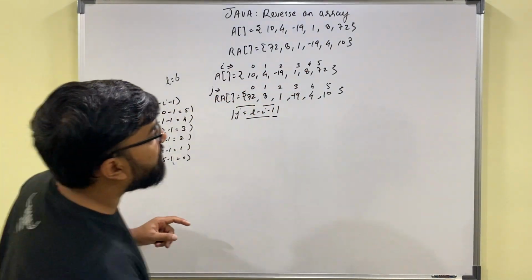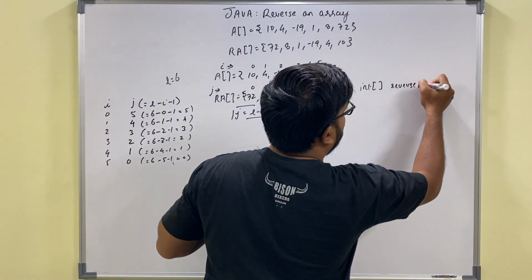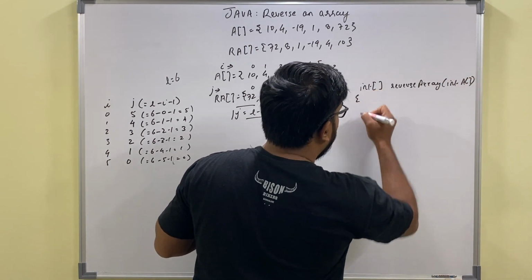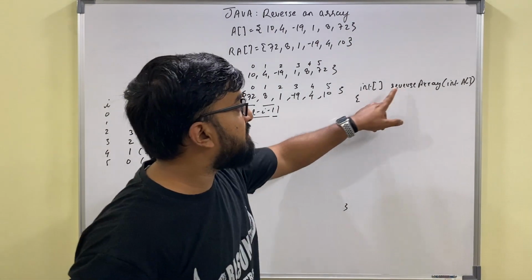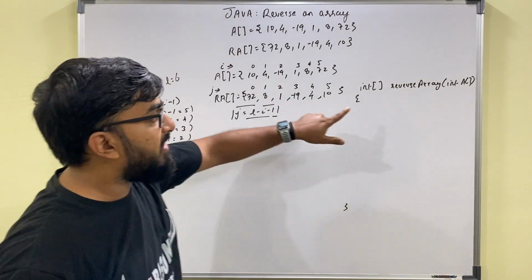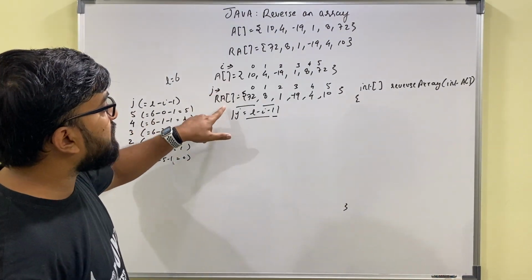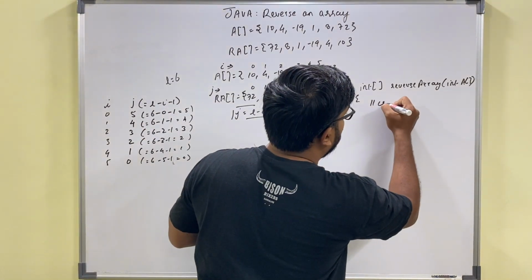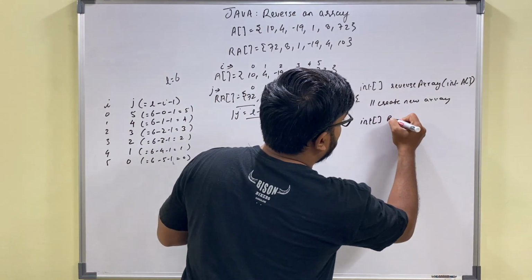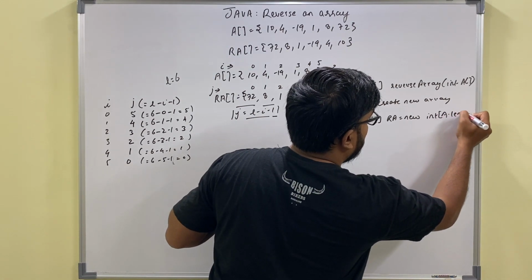So I'm going to write a function, int[] reverseArray, which takes an integer array A. The return type of this method is an integer array because it will create a fresh array and return it. It takes the array A of which we need to find the reverse. The first thing we have to do is create a new array: int[] reverseArray = new int[A.length].